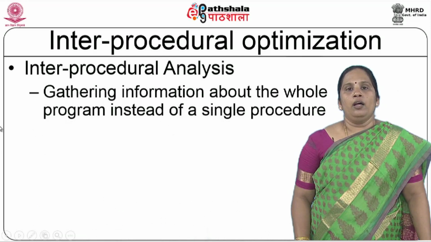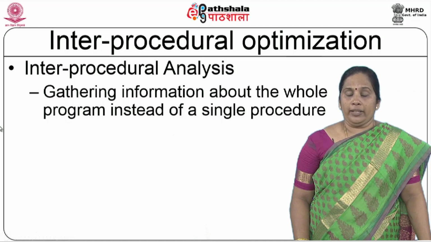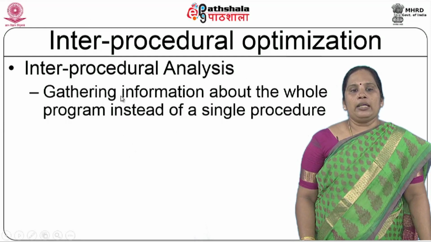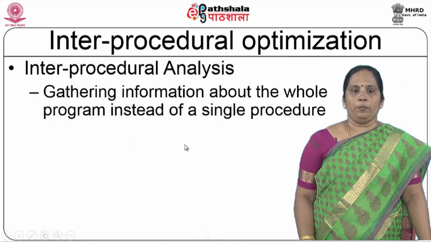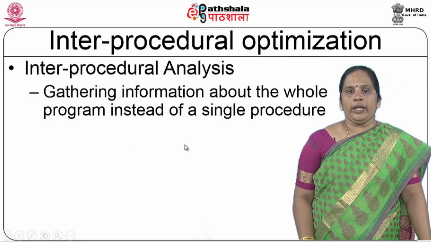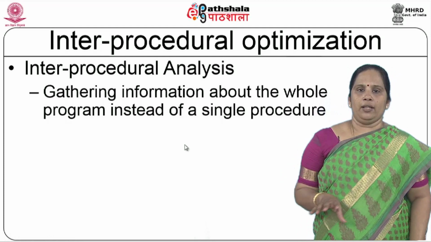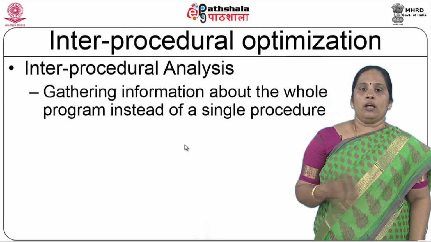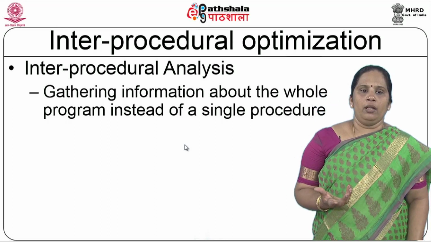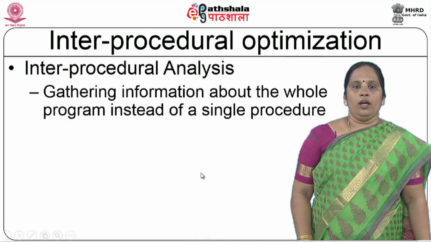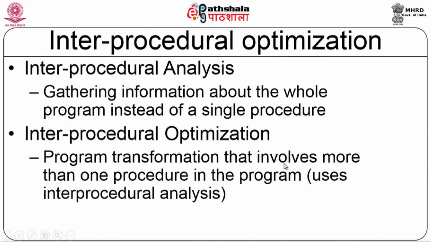We have seen one thing, which is tail call elimination and tail recursion elimination. Inter-procedural analysis involves gathering information about the whole program instead of a single procedure. So, rather than looking at it basic block by basic block, we already know we have a basic block for a particular function only. Across that, we can look at it as a whole program, and then construct the basic blocks to identify inter-procedural optimization. The program transformation that involves more than one procedure in the program can basically be derived to find positions of optimizations.